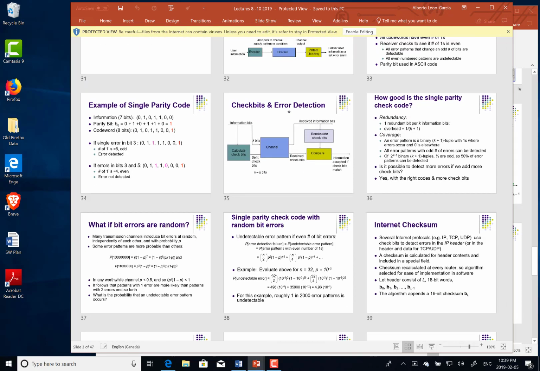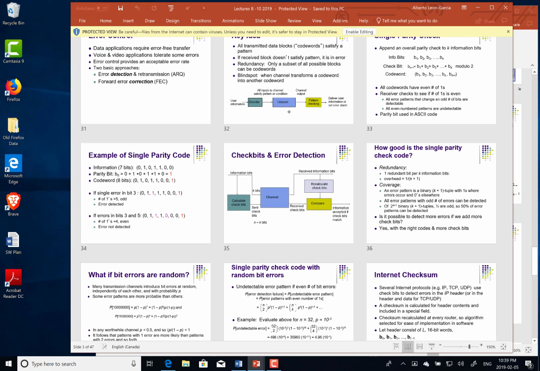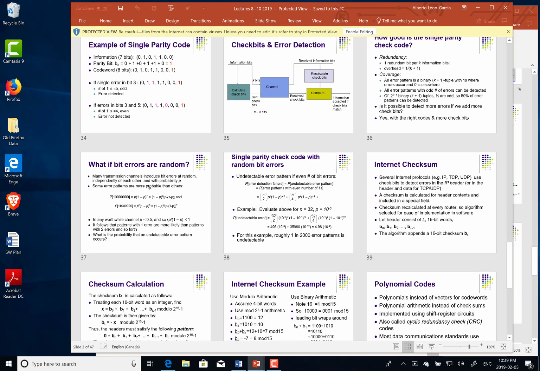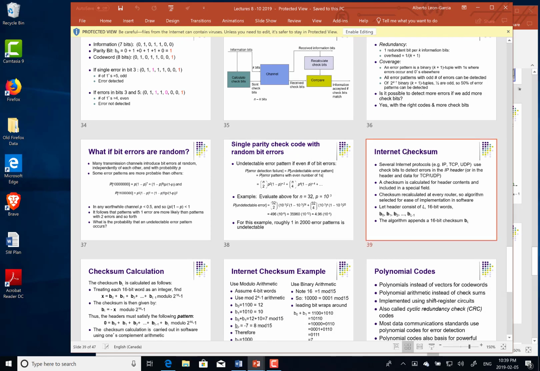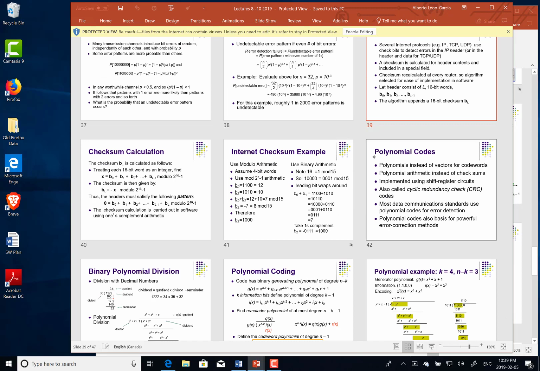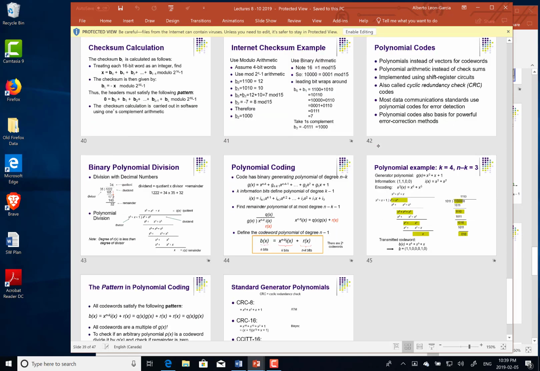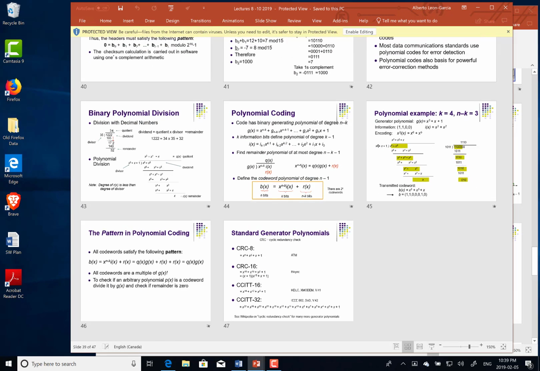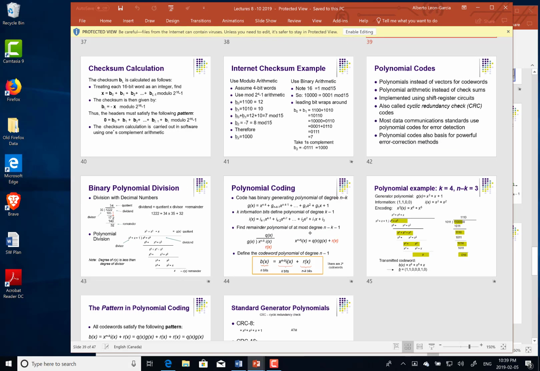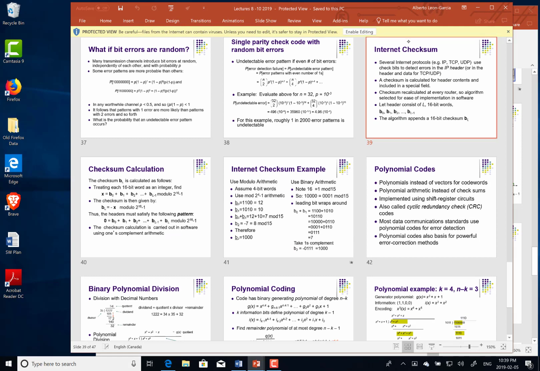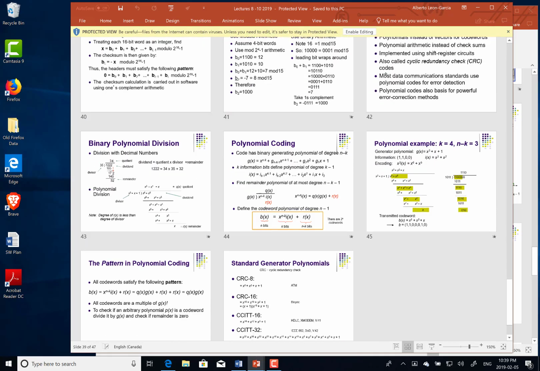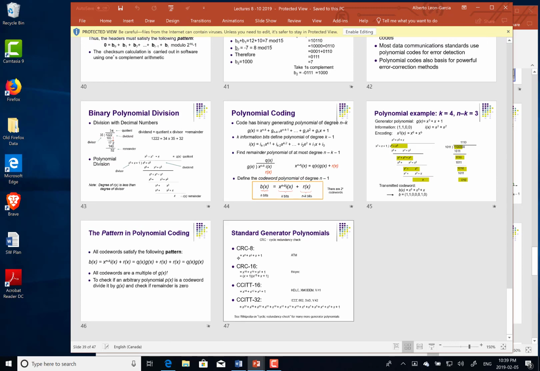Okay. So we gave 3 examples. We talked about parity bits, the single parity check code. We talked about the internet checksum, and we talked about polynomial codes. And we explained how each one of these can provide error detection. We noted that in internet headers, the internet checksum is used, but almost everywhere else, generator polynomials are used, which are more powerful.